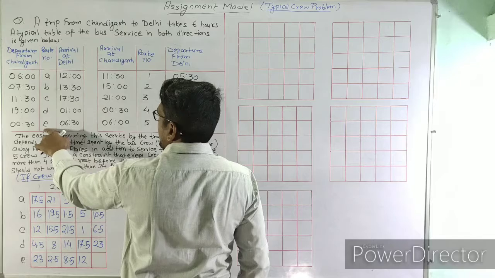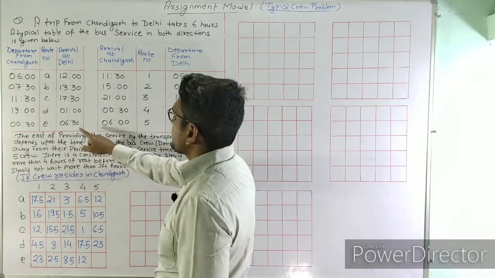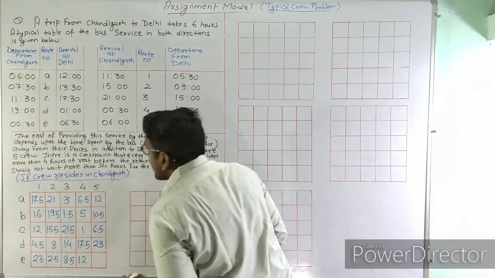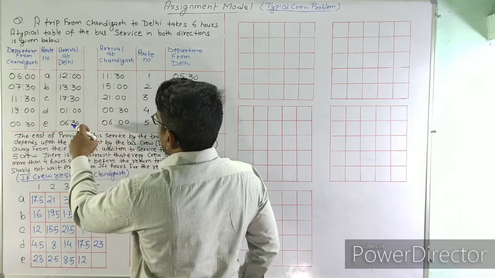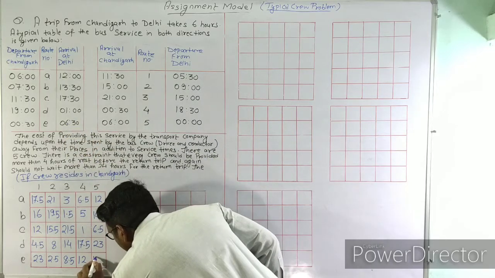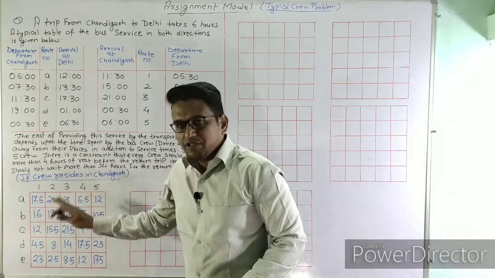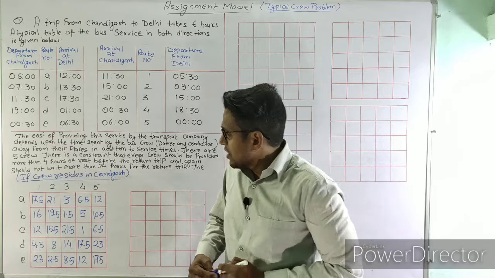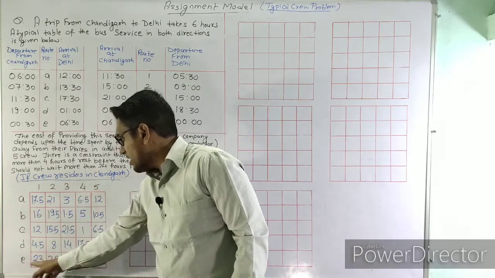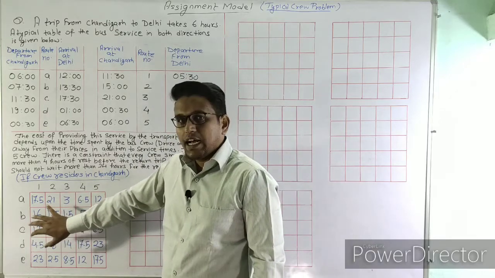If it arrives from route E and departs from route 5, it will have 17.5 hours. Okay, 17.5 hours, correct. So we have prepared this matrix where we see that if a crew resides in Chandigarh, then these are the times it will take in the company facility at Delhi.